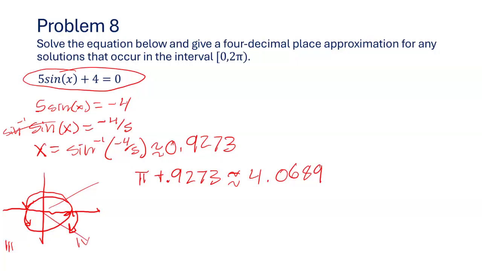So I'm going to do 2 pi minus our answer, our positive answer. So in this, it gives us about 5.3559.